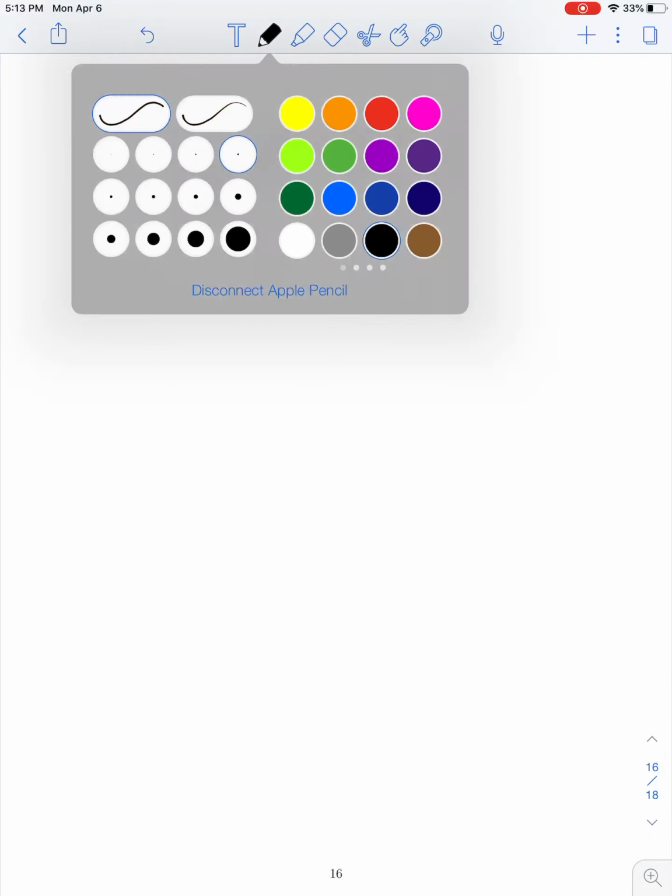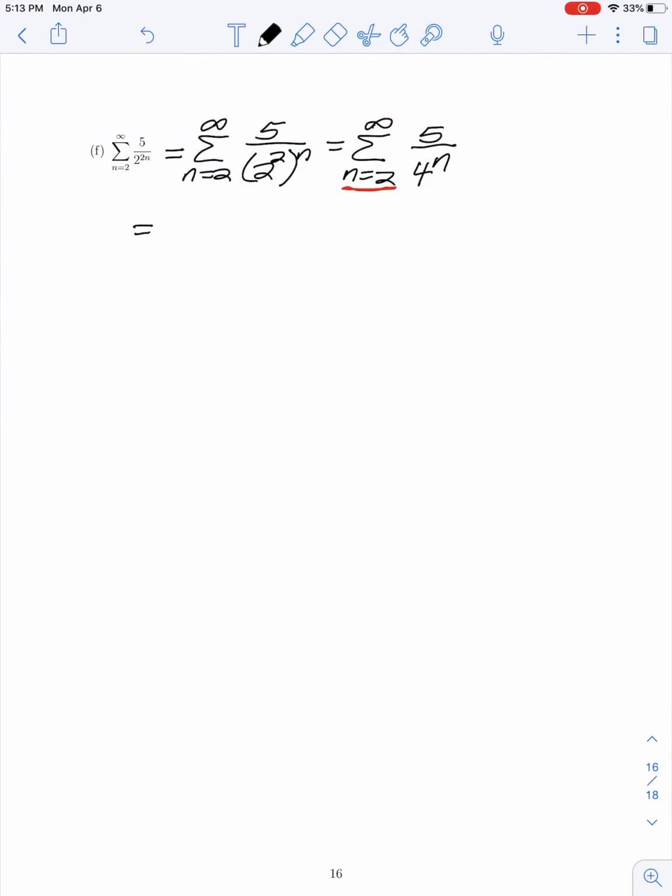Now, if we force the first term of our series to correspond to n equals 0, that is, if I subtract 2 from the starting value of n, then everywhere within my series I need to add 2. So my denominator, 4 to the nth, becomes 4 to the n plus 2 if I want the first term to correspond to n equals 0.